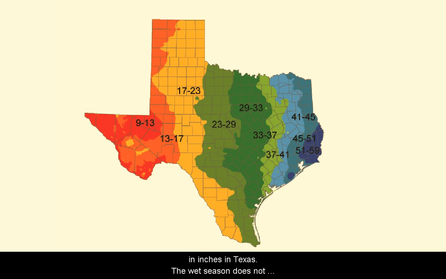The wet season doesn't happen at the same time everywhere. North, Central, and East Texas receive the most rain in late spring, while the Panhandle and West Texas receive the most rain during the hottest months of the year. Coastal areas of Texas receive the most rain in late summer and early fall.